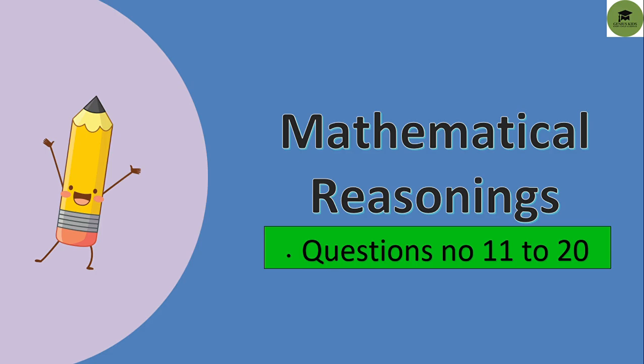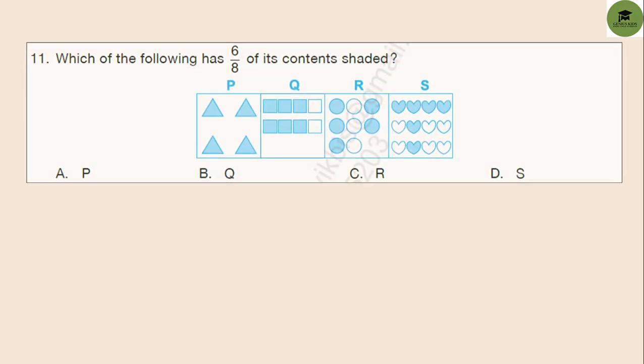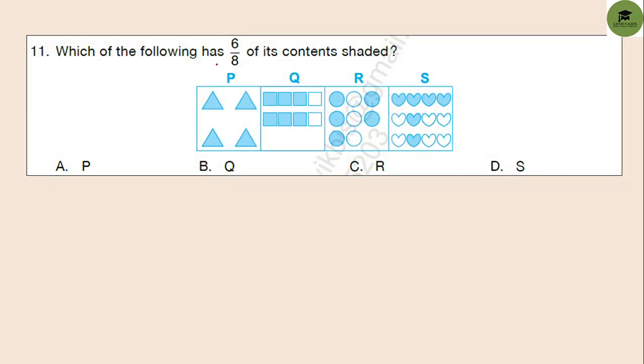Now mathematical reasoning, questions 11 to 20. The first question: which of the following has 6 by 8 of its content shaded? In the first figure there is 4, so it cannot be, all are shaded. In the second one, if you see there are 1, 2, 3, 4, 5, 6, 7, 8. There are 8 figures, very good. And how many shaded? 1, 2, 3, 4, 5, 6. So Q is the correct answer.